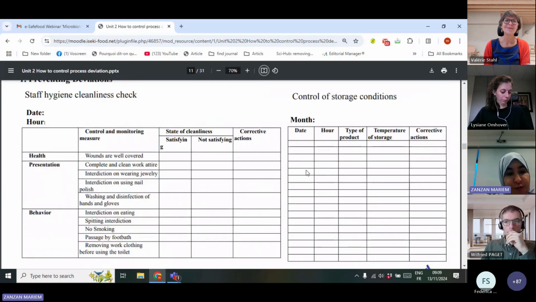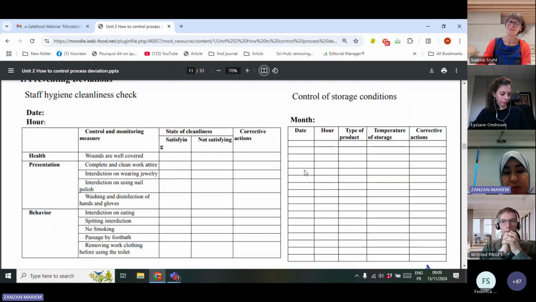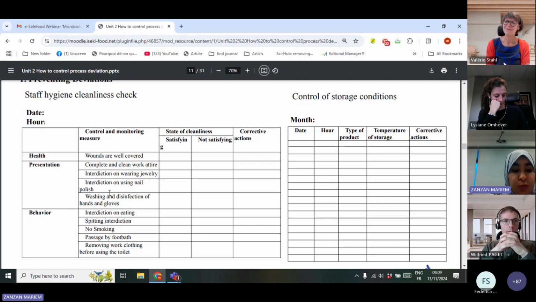Also, we have the staff hygiene cleanliness check, and this is to monitor hygiene practices, assessing compliance with health standards to prevent contamination, and it focuses on health, behavior, and the safety of the workers. Which means checking whether workers are wearing gloves, masks, and clean uniforms, and also verifying that the employees wash their hands regularly or not, etc.